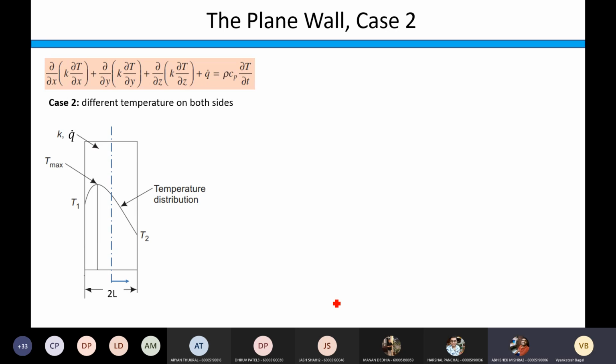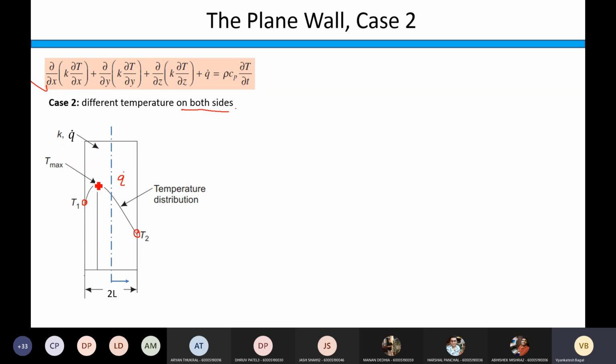Let us talk about the second case, case 2. Now, the same procedure we are following, the same equation is taken, the heat diffusion equation. In case 2, what is different is the different temperatures on both sides of the slab. So look at this. We have the temperature T1 on the left hand side, temperature T2 on the right hand side, and then there is internal heat generation within this slab, which is shown here.